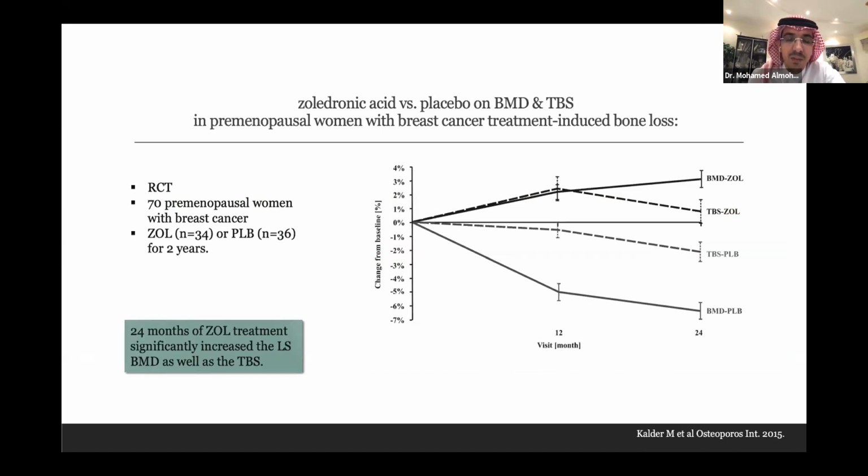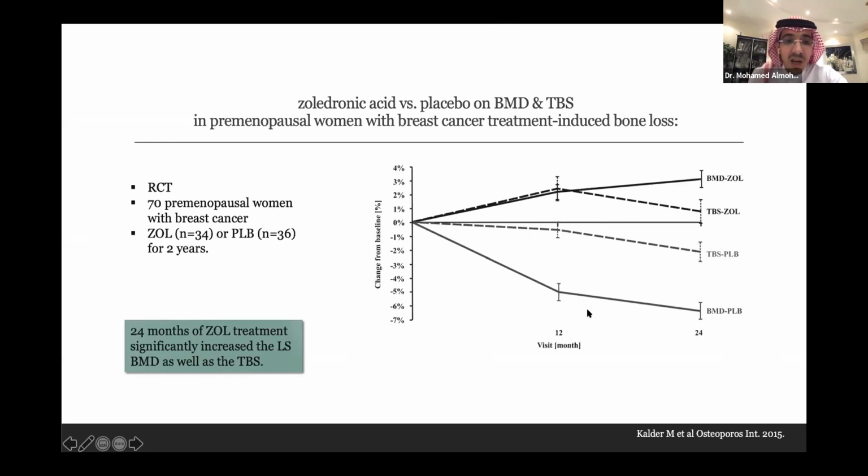As Dr. Kamel mentioned about oncology patients and breast cancer patients taking aromatase inhibitors, in this RCT they recruited around 70 premenopausal women and subjected this group to either zoledronic acid or placebo. It's clear that if you have a patient on an aromatase inhibitor, you will have a dramatic decline in BMD values. That was expected from the previous study, where we have around a 4% decline in the BMD values with the aromatase inhibitor alone. The TBS did not decline much, but if you give patients zoledronic acid, there is a significant increase in the TBS and also in the BMD values in comparison to the control group.